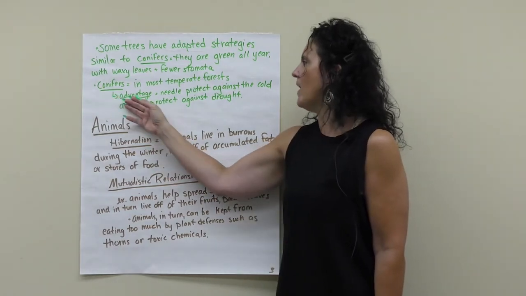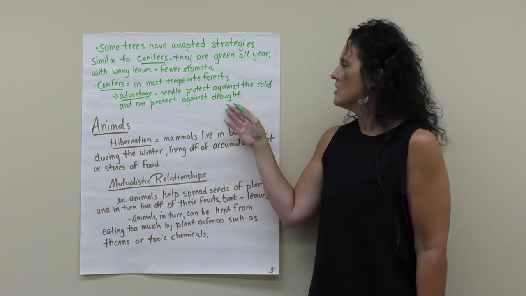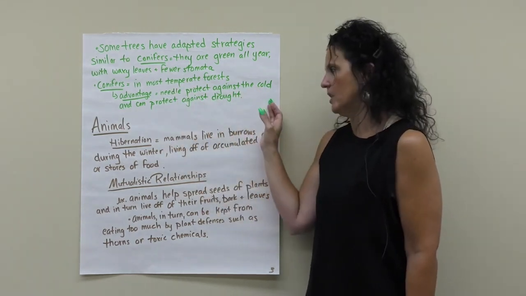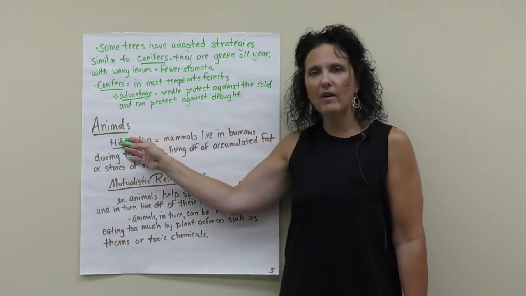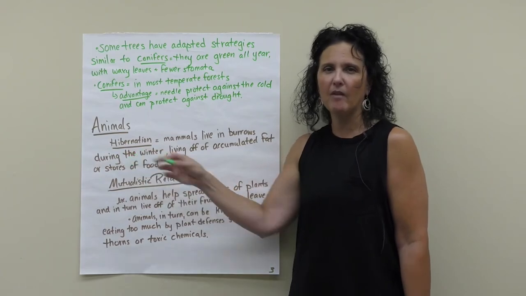But the advantage of that is the needles protect against the cold and they can protect against drought. So those are some of the adaptations to those different types of trees. The animals also have adaptations. Hibernation is an adaptation for these animals to be able to survive the cold weather.